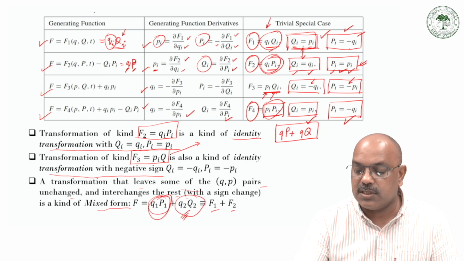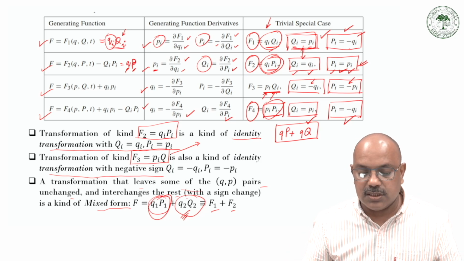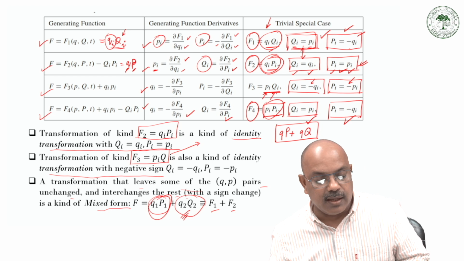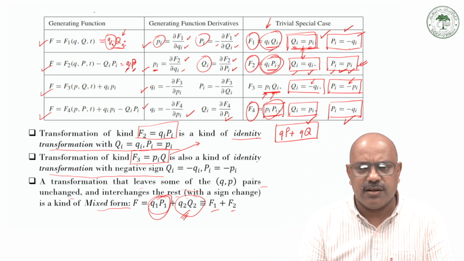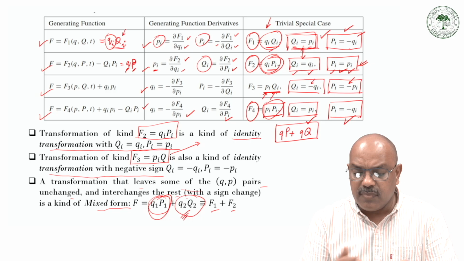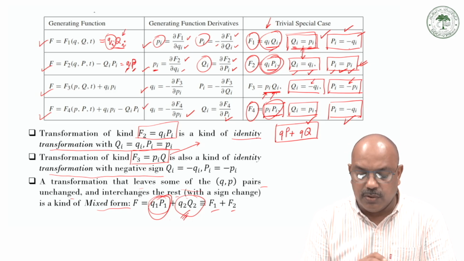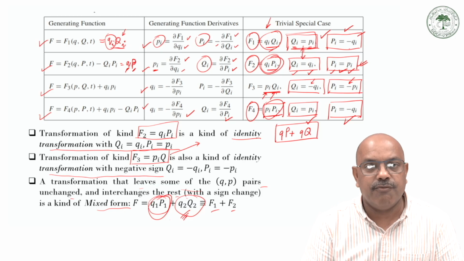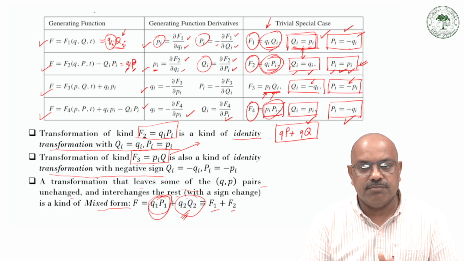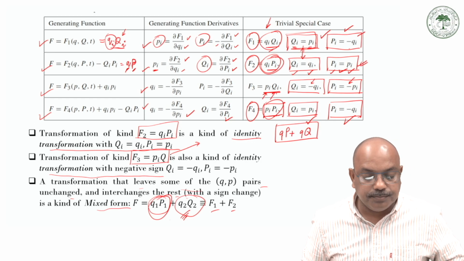Okay, and the same pair transformations. So such combinations are going to be there. These are some trivial cases: identity transformation with negative, and the inverse of that, that is P, P, Q, Q. And if you take the combination f1 and f2, such sort of example exists.